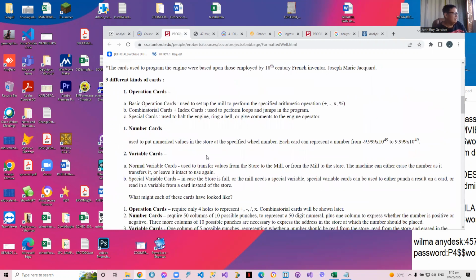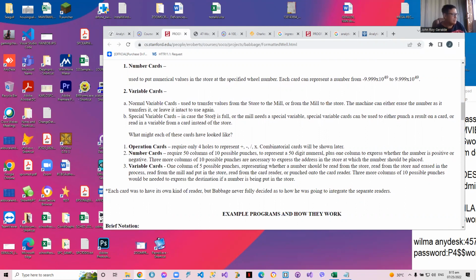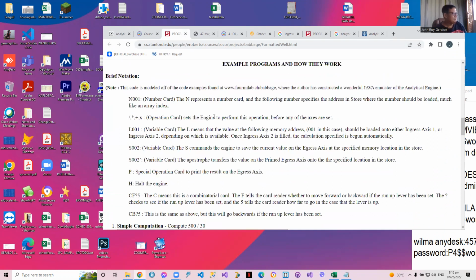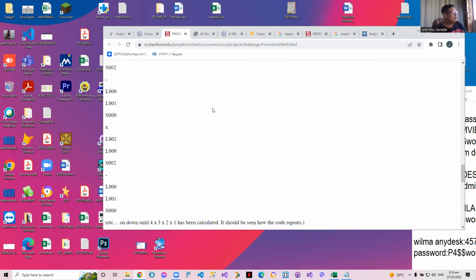Anyone? Okay. So number cards are assignment statements. Variable cards are used to load and store. Operation cards are used to signify operations such as plus, minus, times, divide, and shifting. So let's look at the programming.